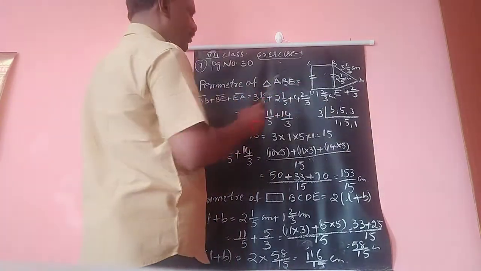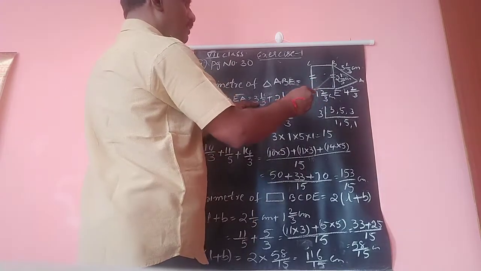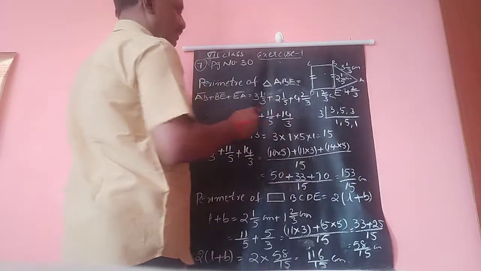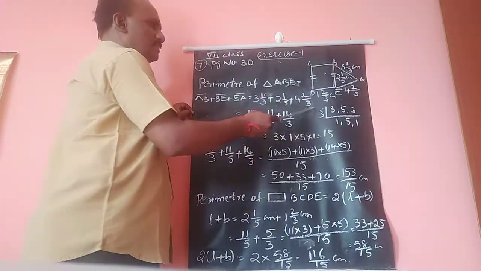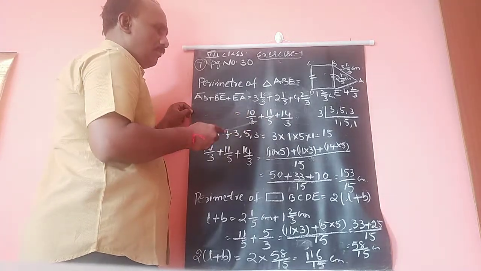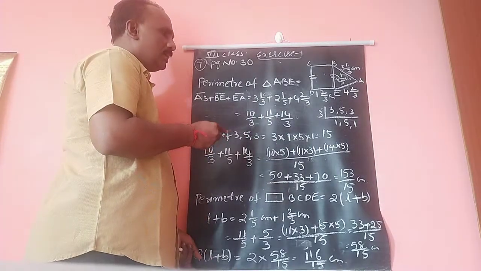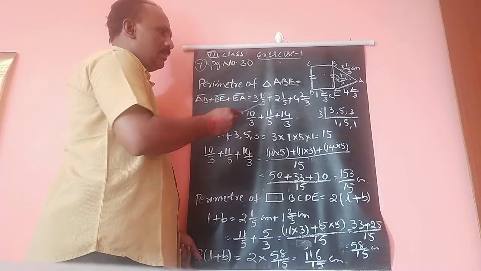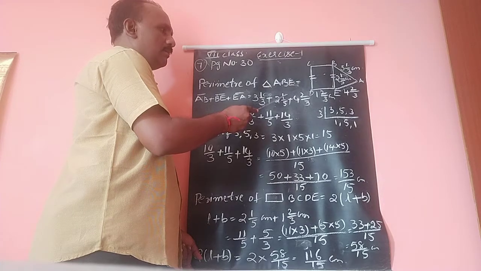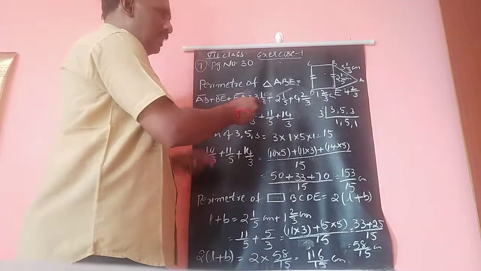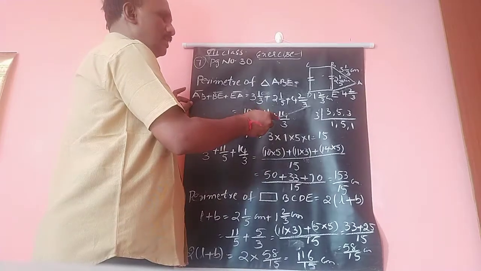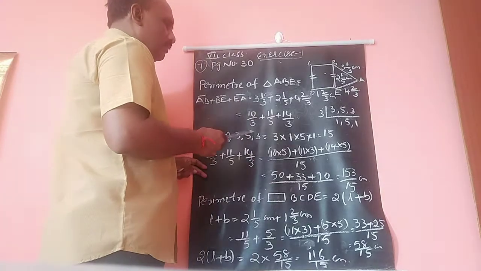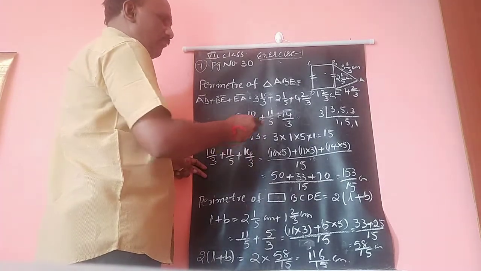AB is 1 1/3 centimeters. BE length is 2 1/5. EA length is 4 2/3. I wrote it. All mixed fractions are given, so convert the mixed fractions into improper fractions. 1 1/3: 3 3s are 9 plus 1, 10/3. 2 1/5: 5 2s are 10 plus 1, 11/5. 4 2/3: 3 4s are 12 plus 2, 14/3. Now we should add 10/3, 11/5, 14/3.